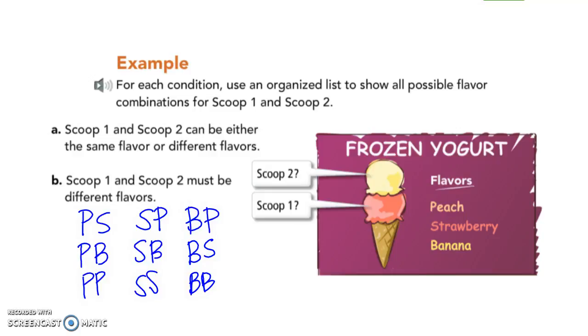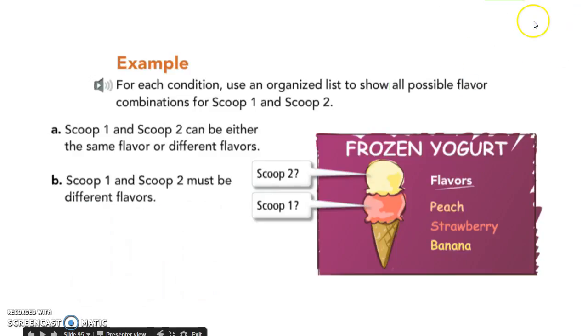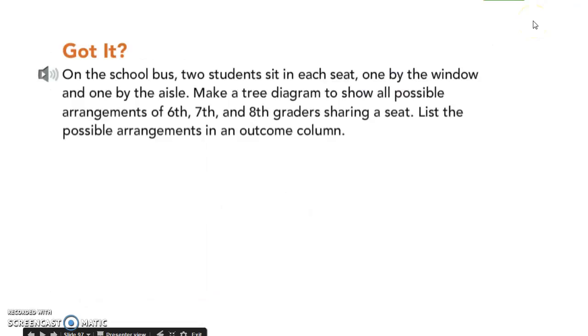If they told us that they had to be different flavors, I would have to eliminate these bottom 3, because those have the same flavors. Okay, you can do the same thing by making a table or by making a tree chart, a tree diagram. We practiced these when we did this the first time. It hasn't been that long ago.